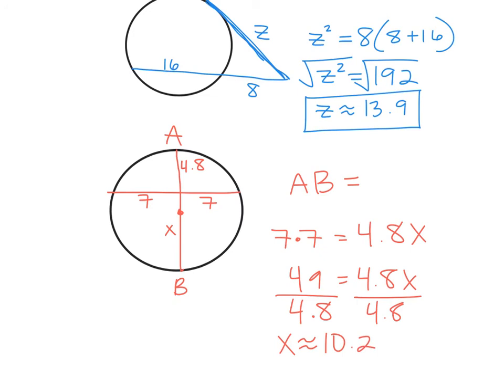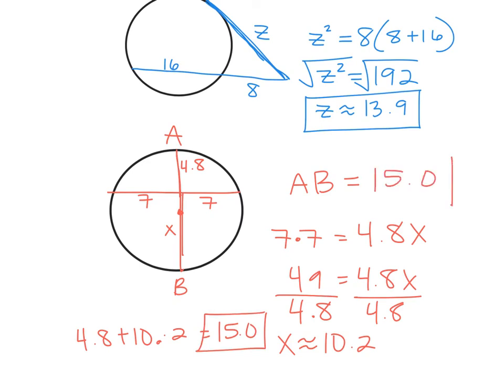Okay, the question was, what's AB? You got to add those together. 4.8 plus 10.2. So you get, sorry, that's a decimal point, 15.0 if we're rounding to the nearest tenth. So AB is 15.0 units long.